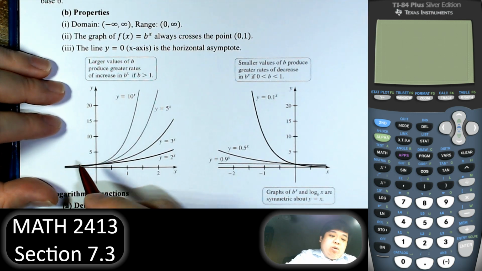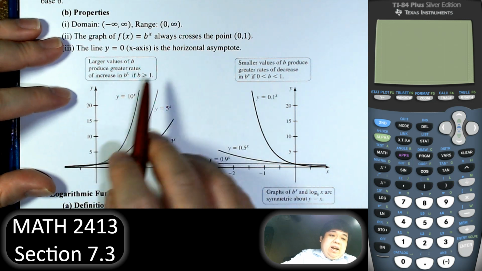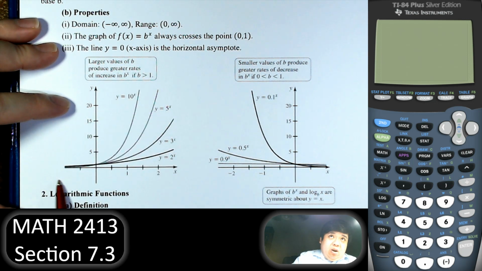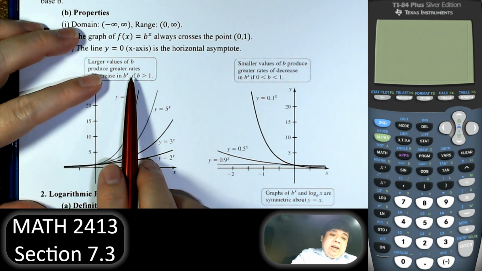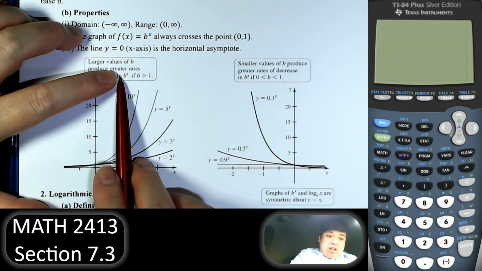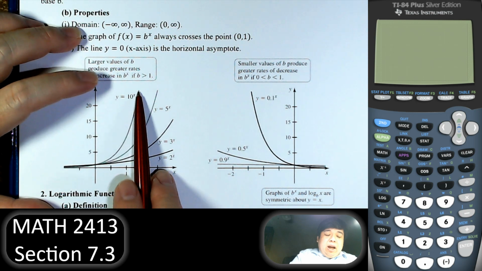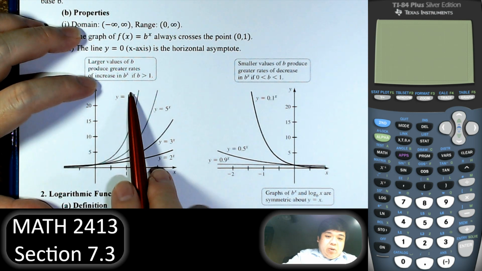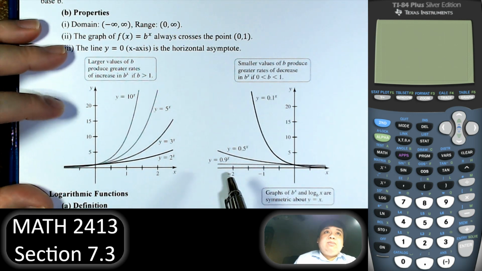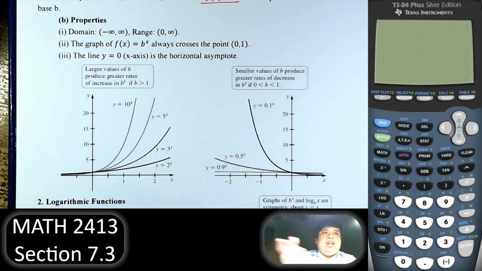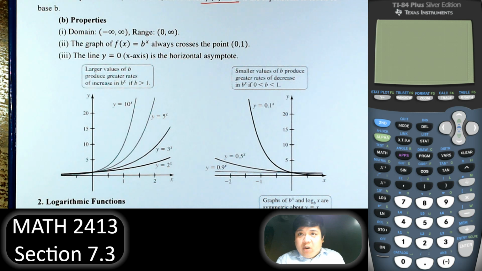Properties of the exponential function: the domain and range. The graph will go through the point (0, 1), and the line y equal to 0 is the horizontal asymptote. If the base is greater than 1, it is increasing. If the base is between 0 and 1, it is decreasing. All of that is just the algebra of exponential functions.